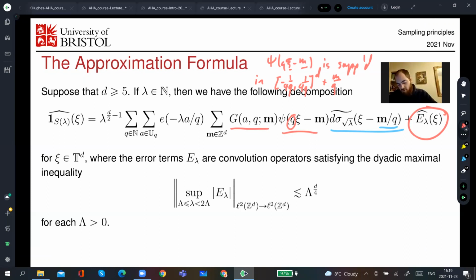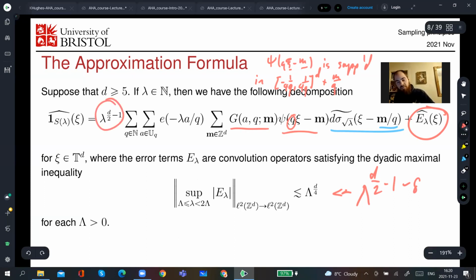All of those satisfy a nice bound for the dyadic maximal function. It has some extra decay. It's noticeably a lot smaller than lambda to the d over 2 minus 1, in the sense that it is lambda to the d over 2 minus 1 minus some exponent delta that depends on the dimension. So when you normalize by this factor, this is going to grow like lambda to the minus delta, over a geometric series or a geometric sequence that we can sum up, which is great. But we haven't gotten to proving this yet.